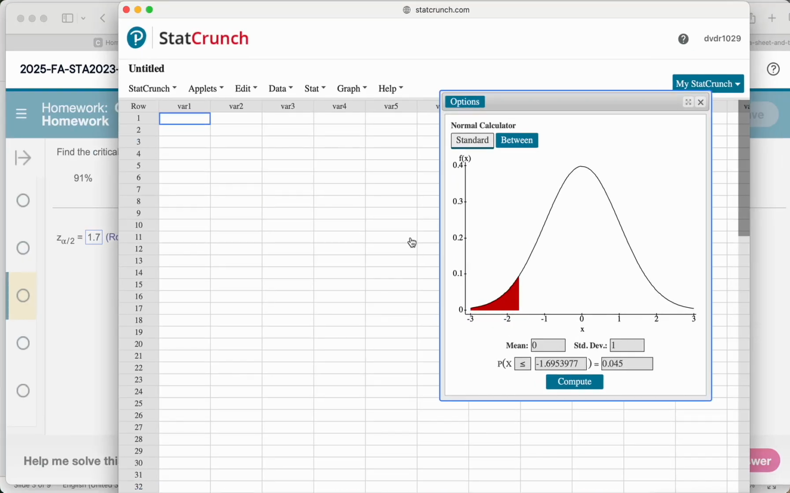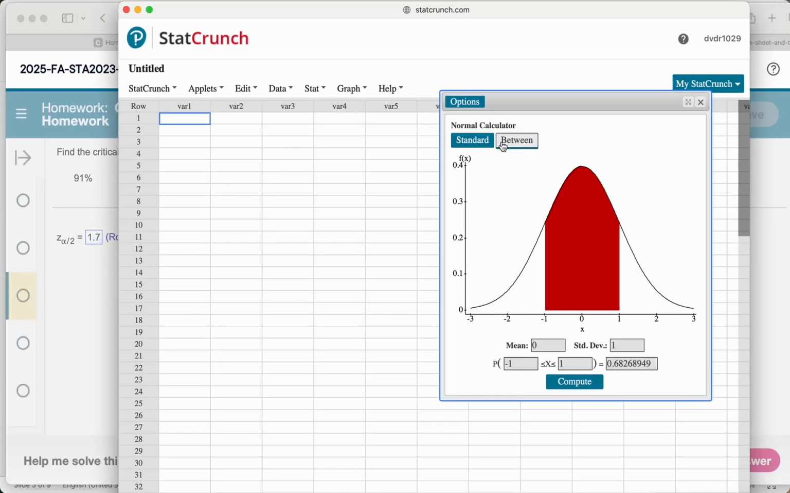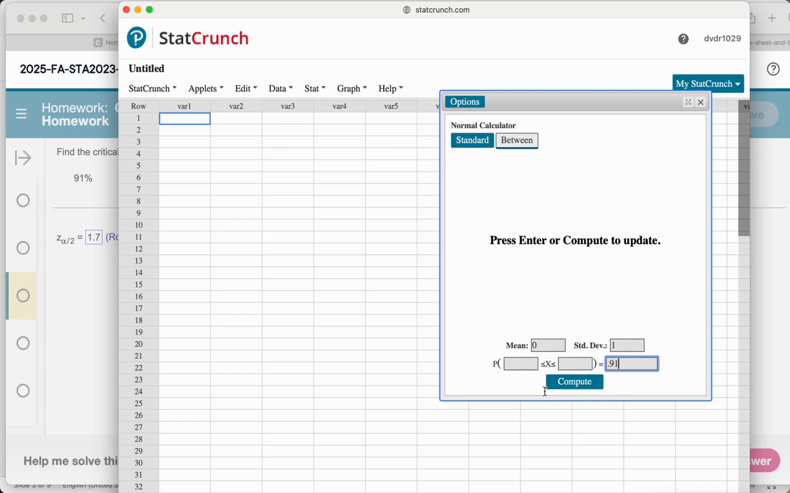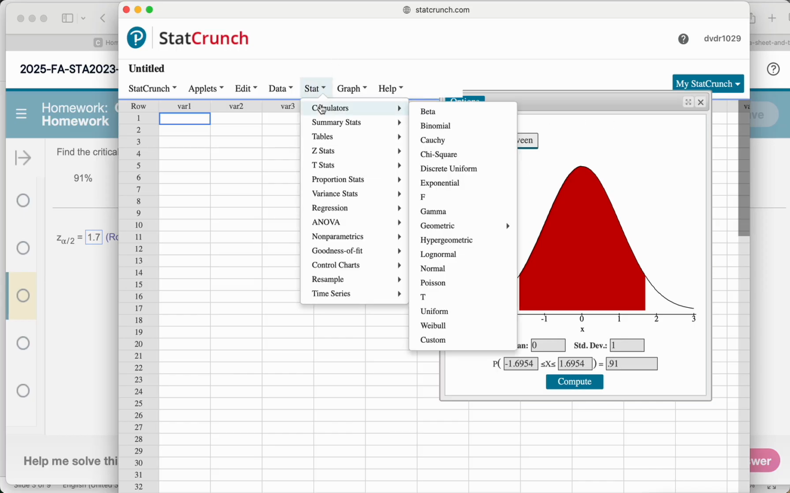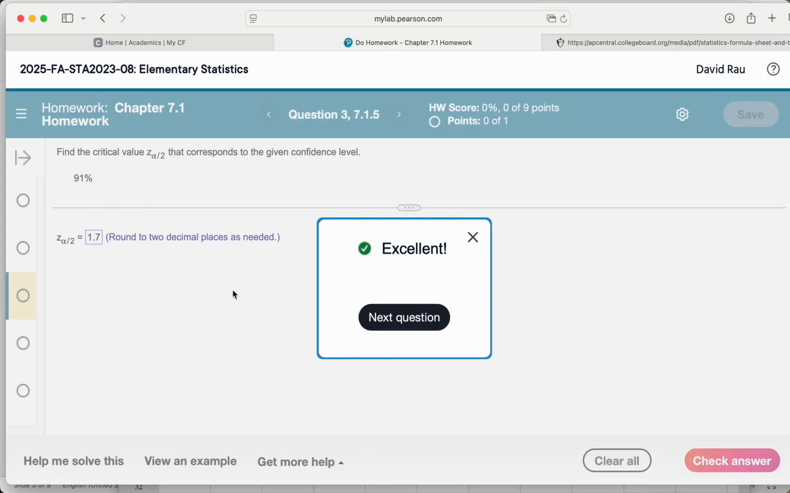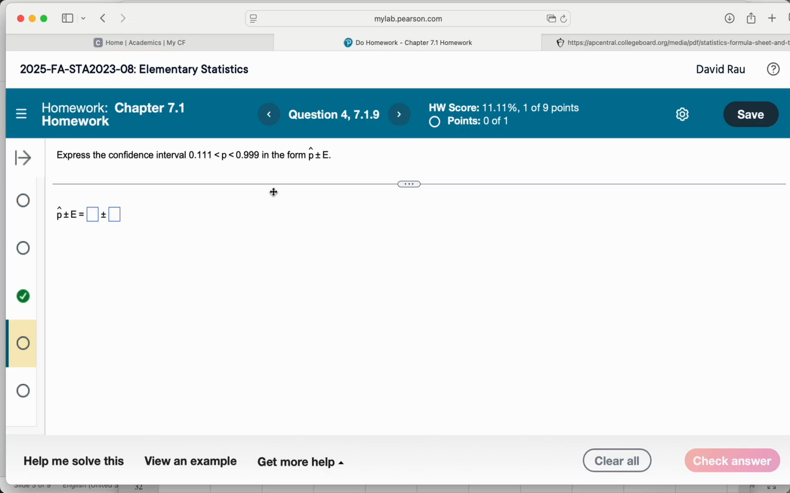Okay, but let's go back to StatCrunch real quick. Hey, look, you could select that you want area between, and you could say I want 91%. And there it is, the negative and the positive all in one step with no effort. So there you go. You can just use, that was calculators in the stat menu, the normal table that we'd used all the time in chapter 6. So that's showing up and still being useful again.